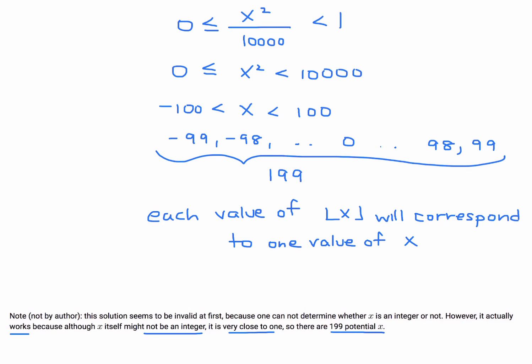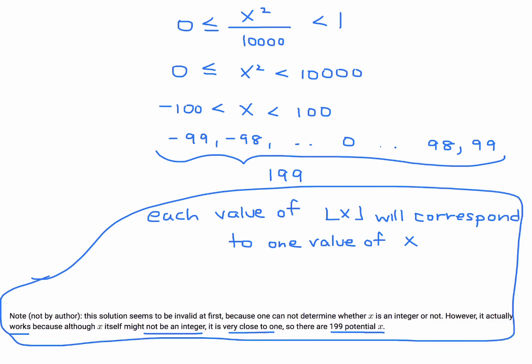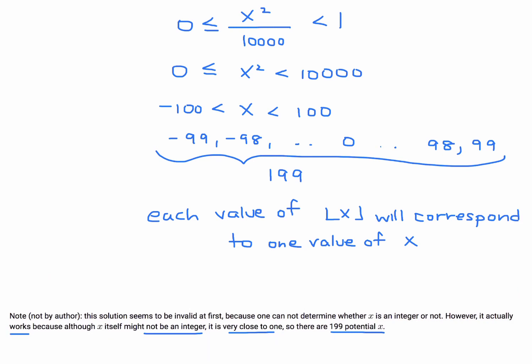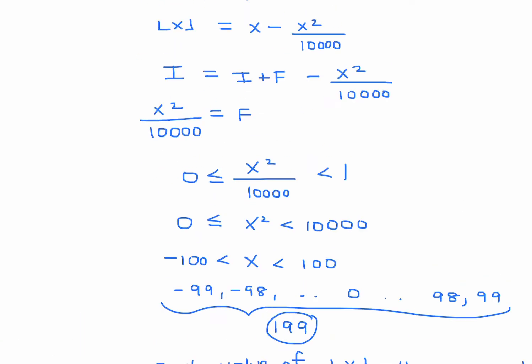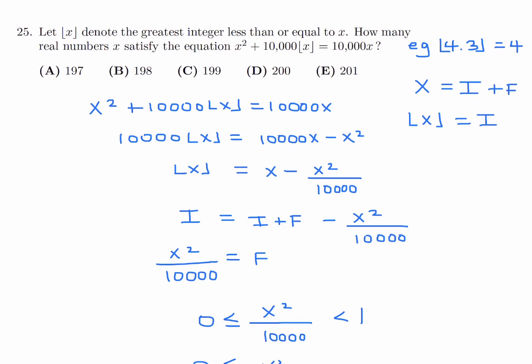So I kind of racked my brain on this because I said, okay, this is great if x was specified to be an integer, but x is being told as a real number. But apparently, if you read this, we can assume that because x is very close to an integer, we just look at the integer values. And therefore, when you count up all of them, you get 199 such values. So therefore, number 25, the answer is C.